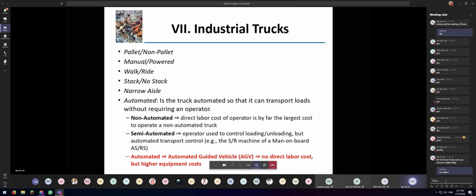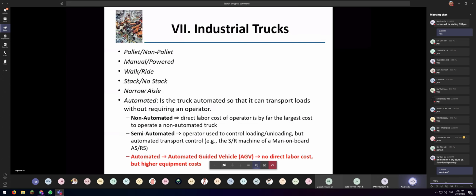Non-automated, then the labor cost is by far the highest thing you need to consider. For semi-automated, you are reducing the labor cost. So maybe the transportation normally is automated, but the loading and unloading is handled manually, so you need labor cost there as well. So for your storage and retrieval machine, you could have the man on board, but the actual loading and unloading could be automated. So both of these ways are possible.